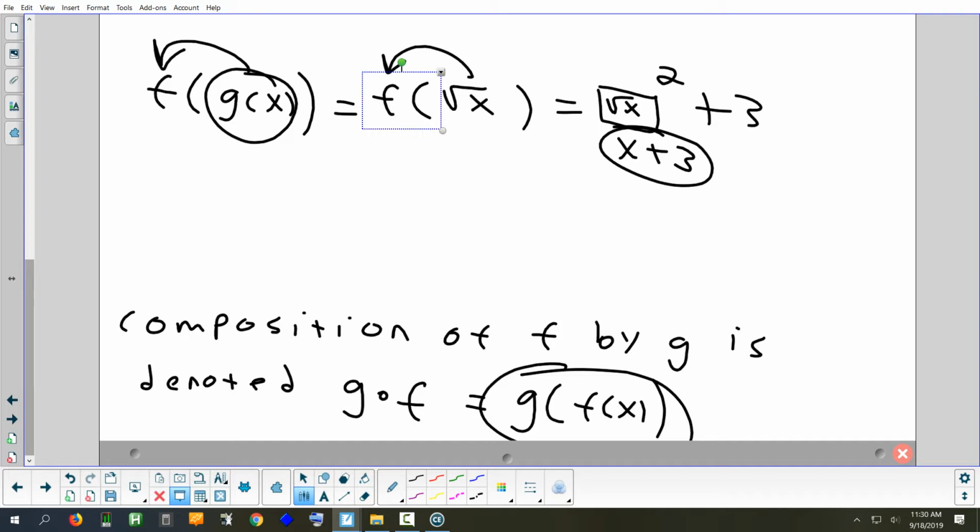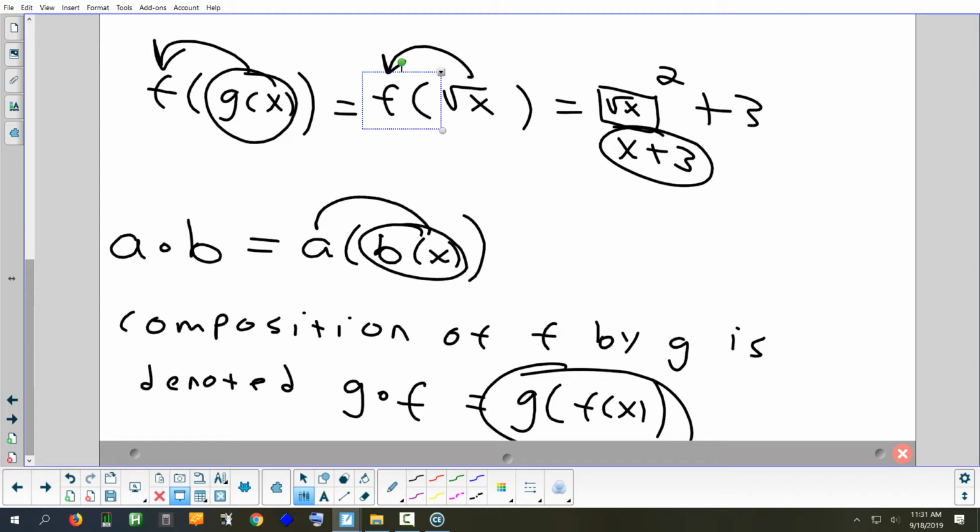It's almost like a degree symbol. It's just a little circle between two letters. So if you saw this, it would mean this: a of b of x. You'd be plugging the b of x function into the a function.